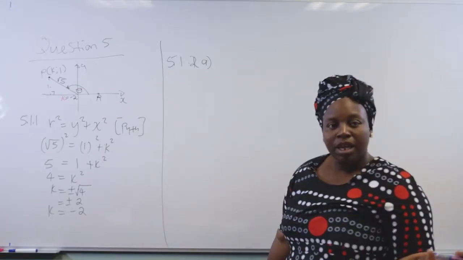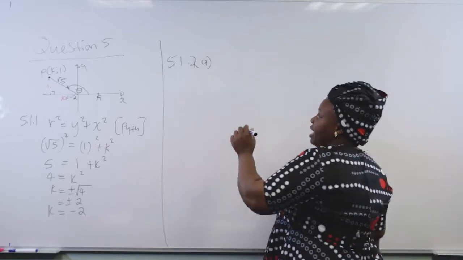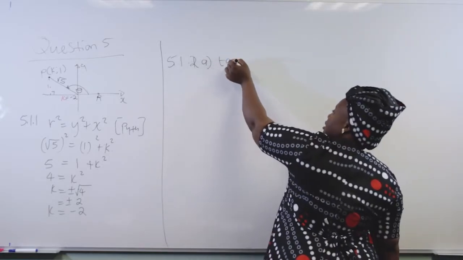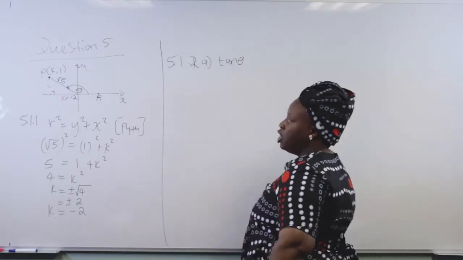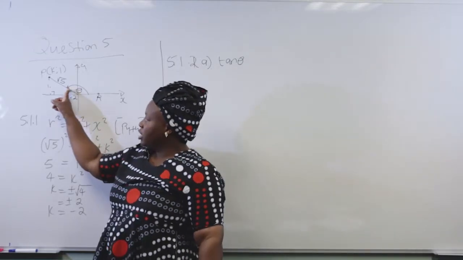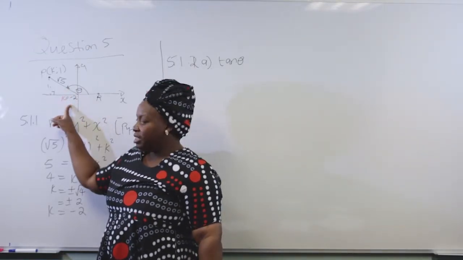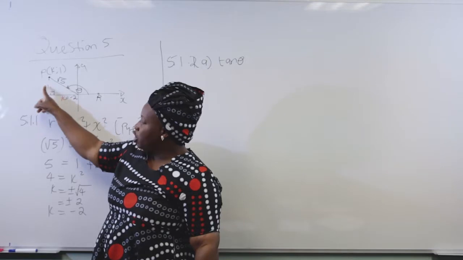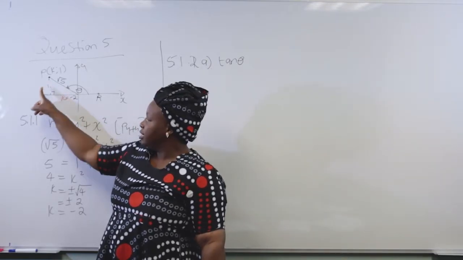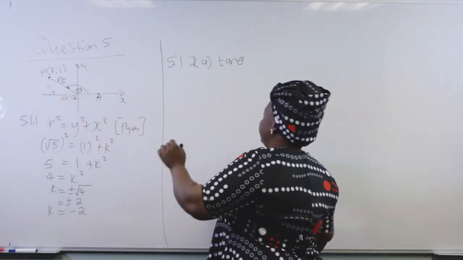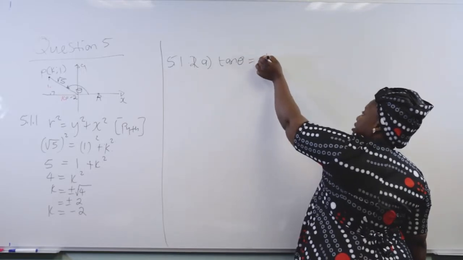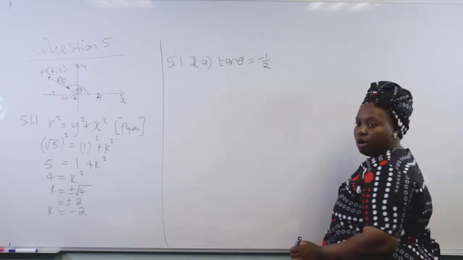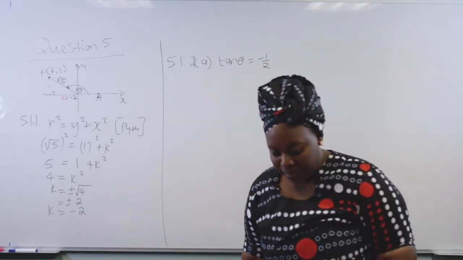Tan theta. Now, tan theta, we can find it by saying it is opposite over adjacent. So it is opposite over adjacent, it's going to be y over x. So it means it's 1 divided by negative 2, which gives us negative 1 over 2. That is how we find our tan theta.